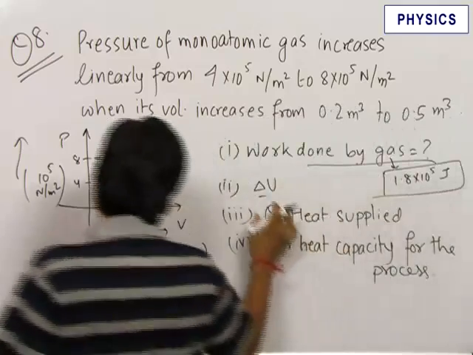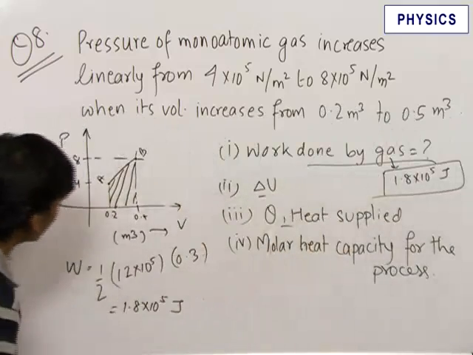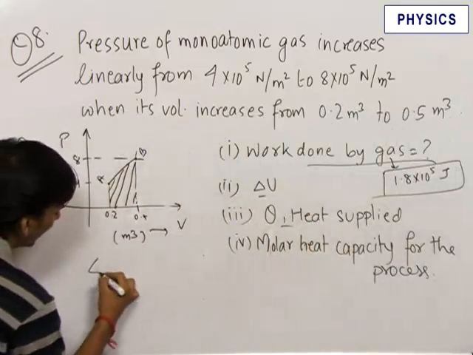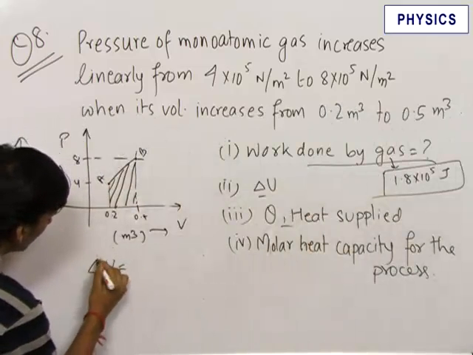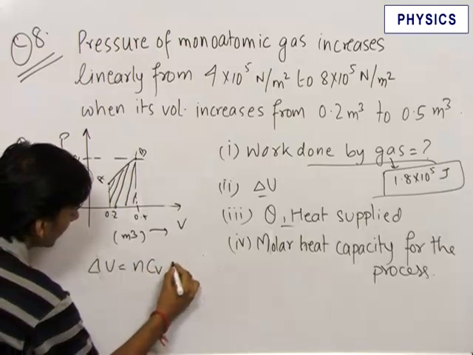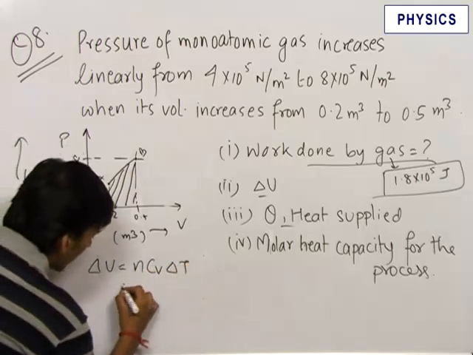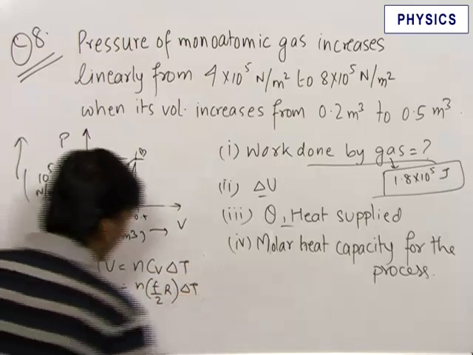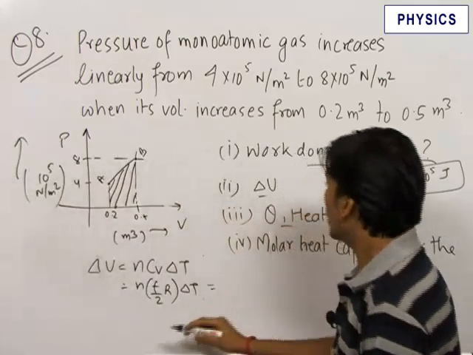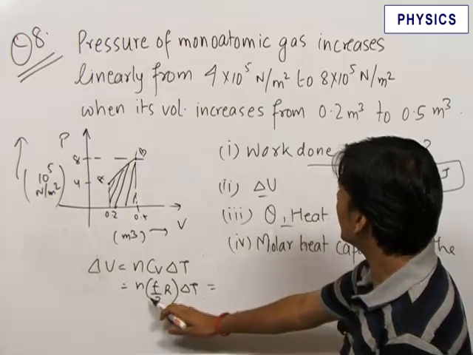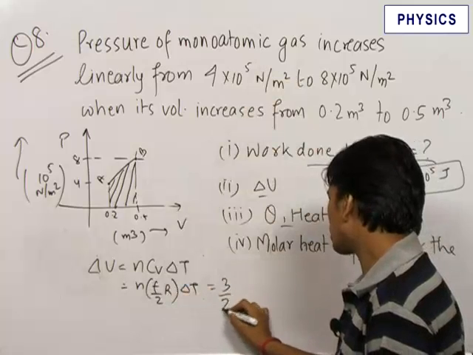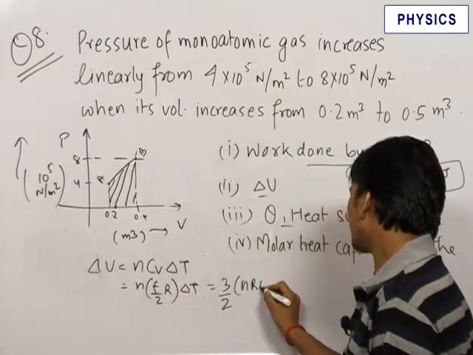Now we need to find out the change in internal energy of the gas. For this, we have a very simple, direct formula. Delta U is always equal to n Cv delta T. Now Cv is equal to f by 2 into R, where f is the number of degrees of freedom. For a monoatomic gas, f becomes equal to 3. So this becomes equal to 3 by 2 into nR delta T.